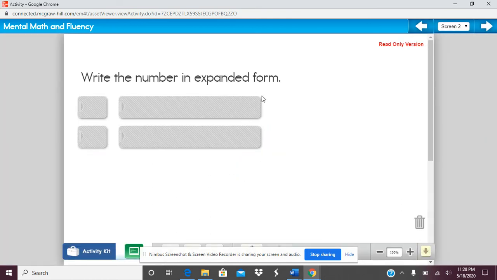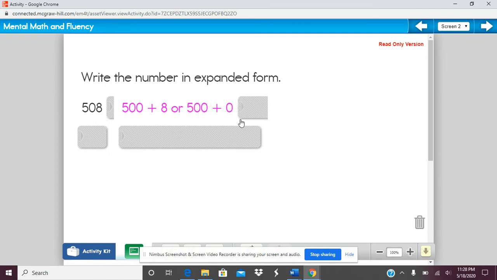Write the number in expanded form. Your next number is 508. There is more than one way to write 508. And if you wrote one of these two ways, you are correct. You could have written 500 plus 8, or we could have held that tens place and said 500 plus 0 plus 8.